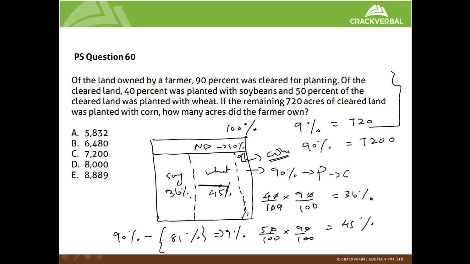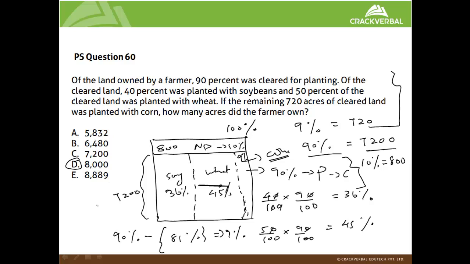Now we have to figure out the 100%. 90% is 7,200, so what is 100%? We can figure out what 10% is. It's easier: divide both sides by 9, and 10% will give you 800. So this 10%, which is not planted, is 800. Adding the 7,200, that will give you 8,000 acres in total. Answer has to be D.